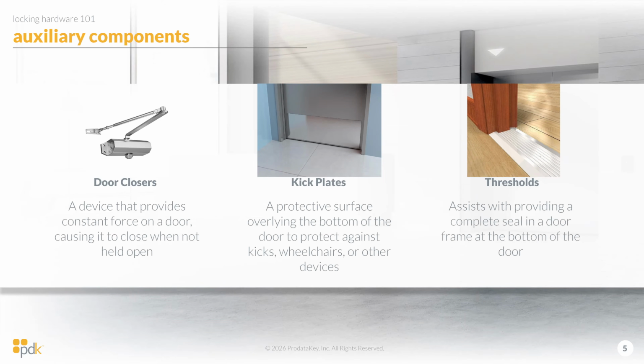Now, a few more auxiliary components which are just worth very briefly mentioning. You may have a door closer which will assist in keeping the door closed. I highly recommend that, especially to prevent propping. It's obviously not perfect. If an item is stuck in the door, obviously it can't close, but the door closer will at least make sure nobody inadvertently leaves the door propped open.